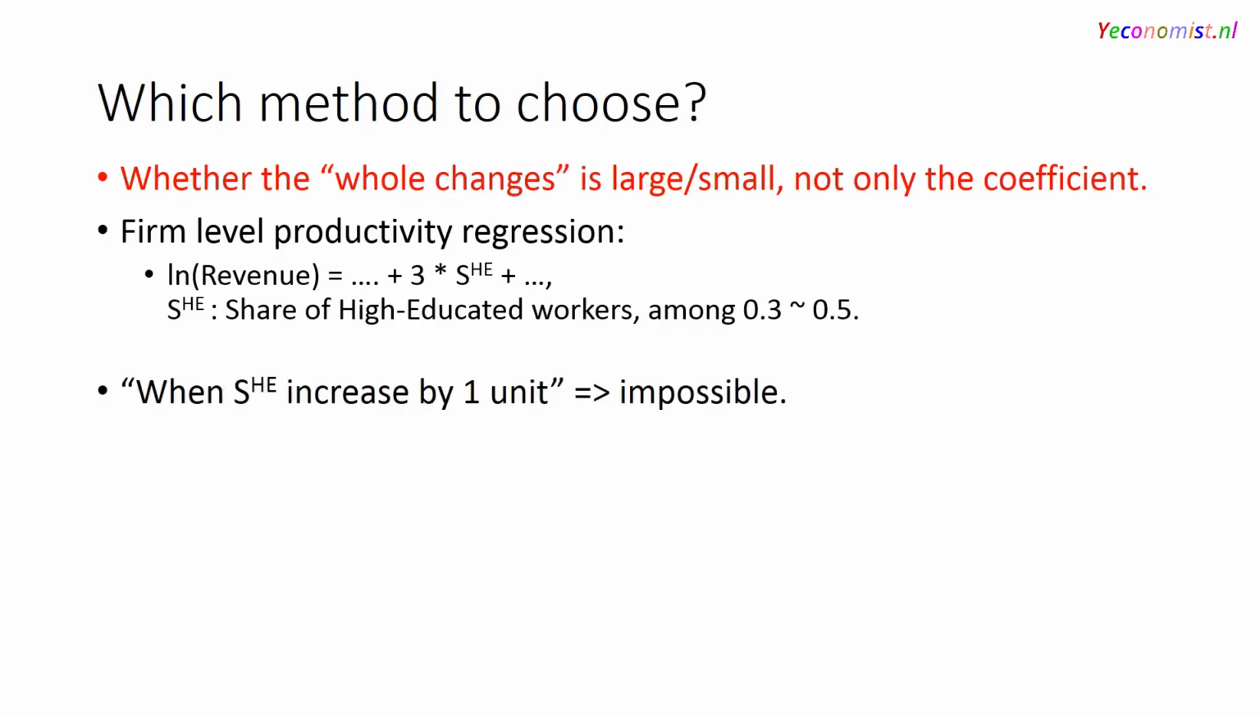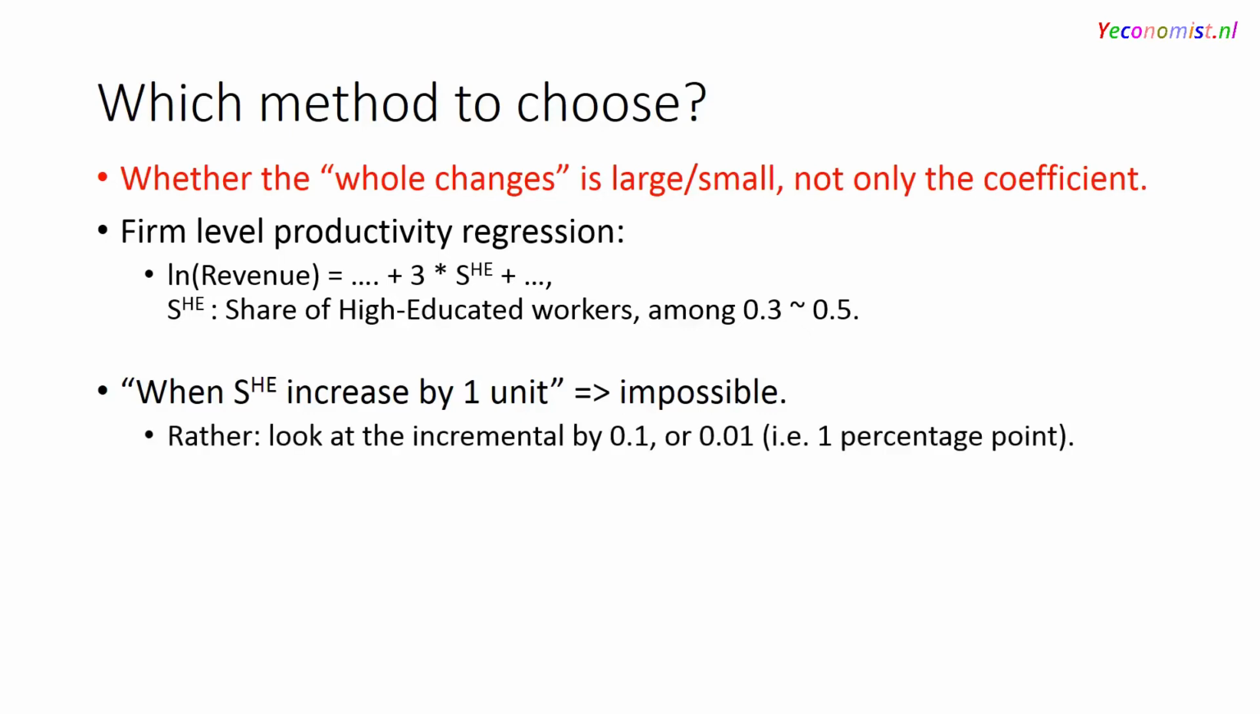In this case, it does not make sense to talk in the way that SHE would increase by 1 unit. Basically, it's not possible in the database, because you don't make a comparison between two firms where one is fully highly educated and another is totally without any high educated person.